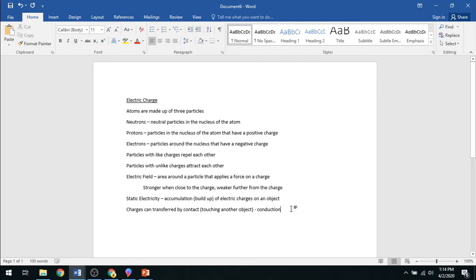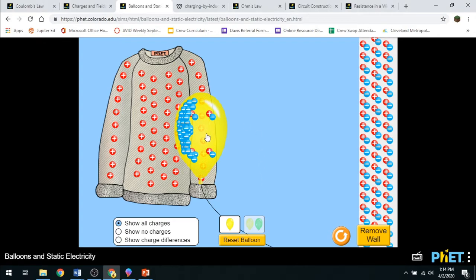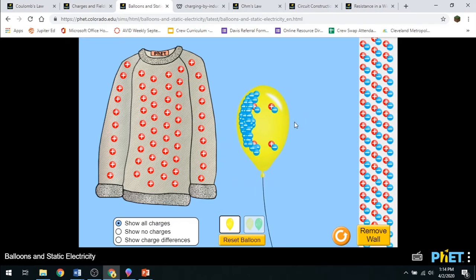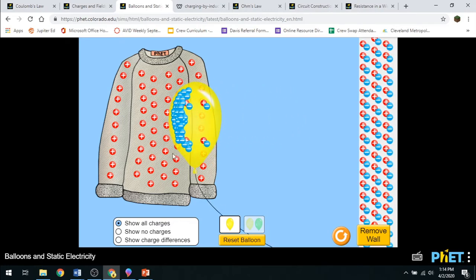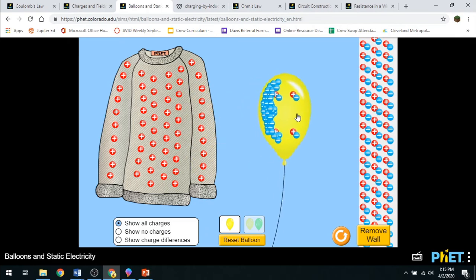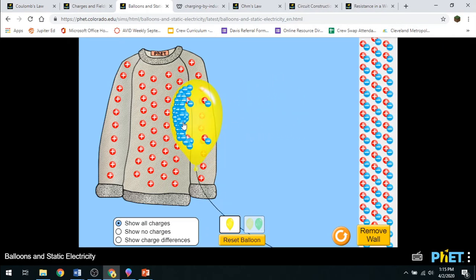Okay, so just like with heat, when we had conduction, it was when two things were touching each other. Conduction here means that charges are transferred by contact. And if you notice, the positive charges on the sweater are now attracting the balloon, which picked up all the negative charges. So that's why the balloon is flying toward the sweater.